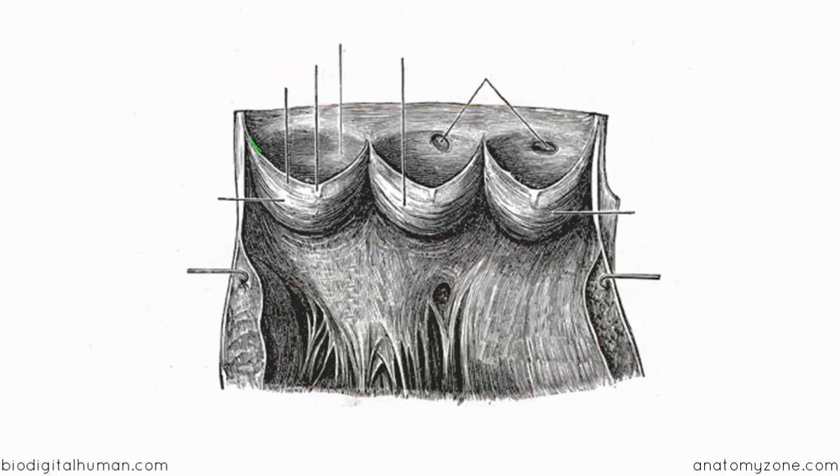You can see that the three edges of these three cusps of the pulmonary valve project into the lumen of the pulmonary trunk. At the free edge you've got a bit of a thickening of the cusp, which is called the nodule of the semilunar cusp. So you've got this thickening here. You've got three cusps, a left, a right and an anterior cusp. And then you've got these pockets formed by the cusp. These pockets here are called the pulmonary sinus.